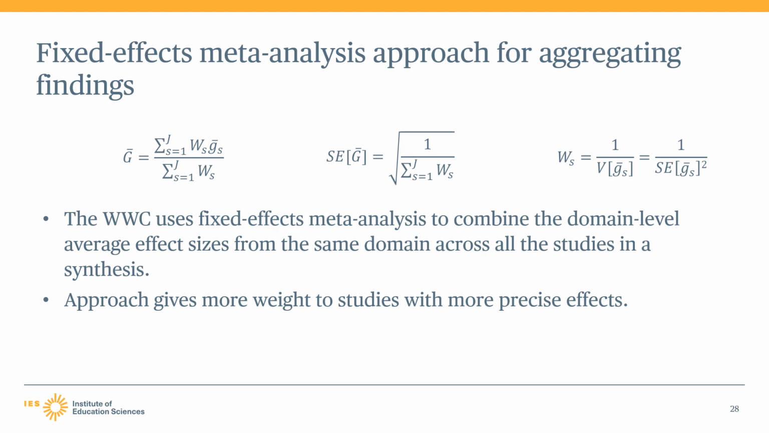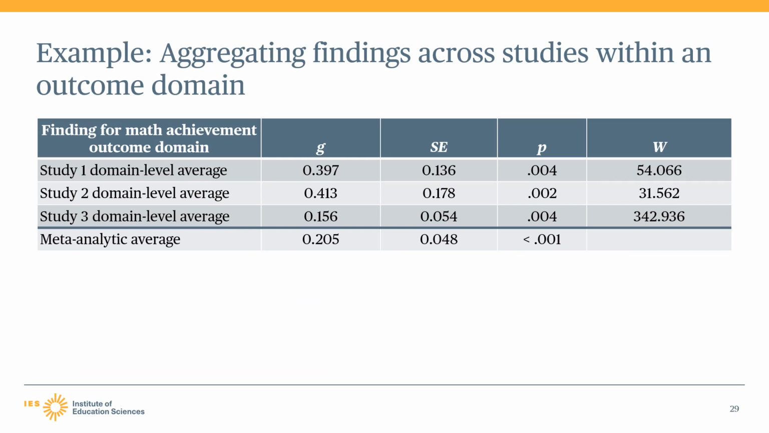This is achieved through the use of inverse variance weighting, where effect sizes are weighted by the inverse of their variances when the mean effect size is calculated. These variances are largely determined by sample size and design and are the square of the standard error. Appendix F contains additional details about the formulas used in fixed effects meta-analysis. Let us walk through an example.